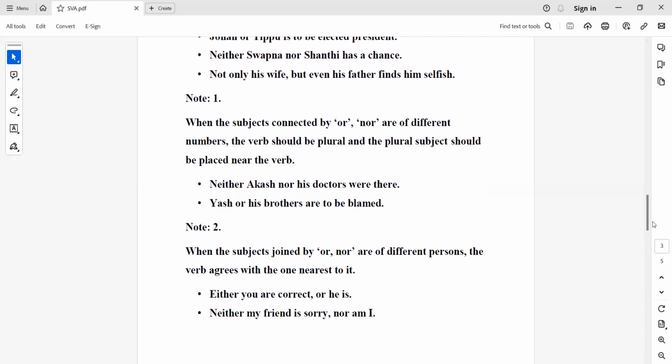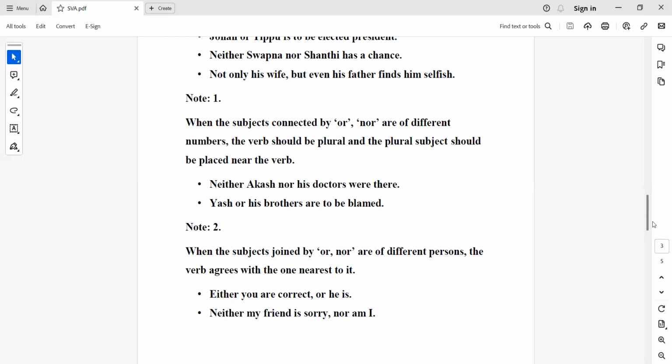Now there are two things to be noted down. When the subjects connected by or, nor, are of different numbers, the verb should be plural and the plural subject should be placed near the verb. Neither Akash nor his doctors were there. Yash or his brothers are to be blamed.